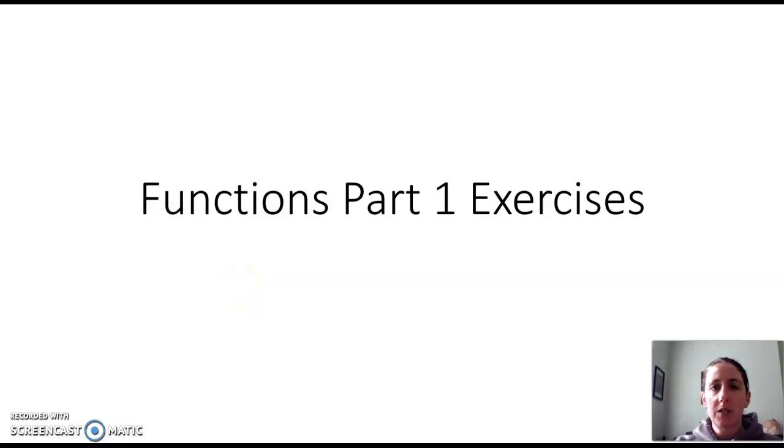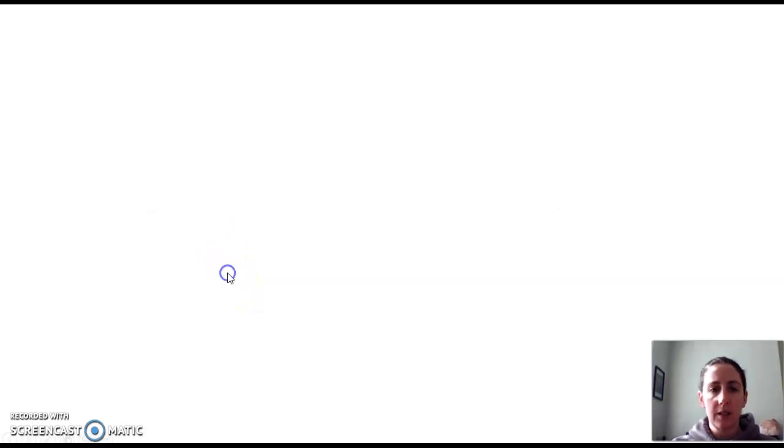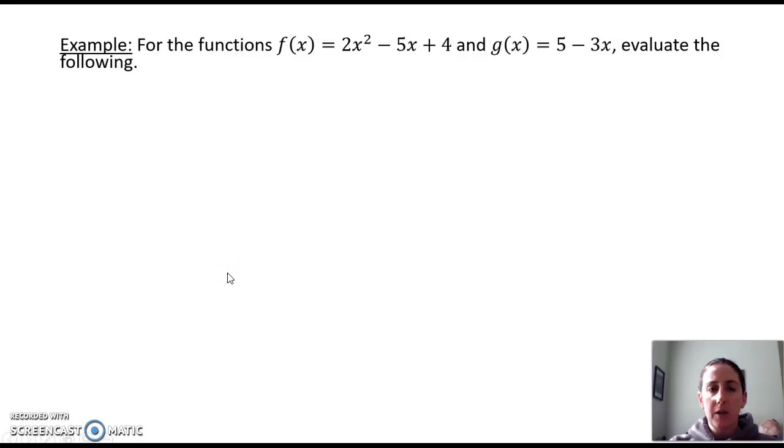Let's go over to our solutions to functions part 1 exercises. So for the following functions, f of x equals 2x squared minus 5x plus 4 and g of x equals 5 minus 3x, let's evaluate the following. So we're doing function evaluation, so f at 3.